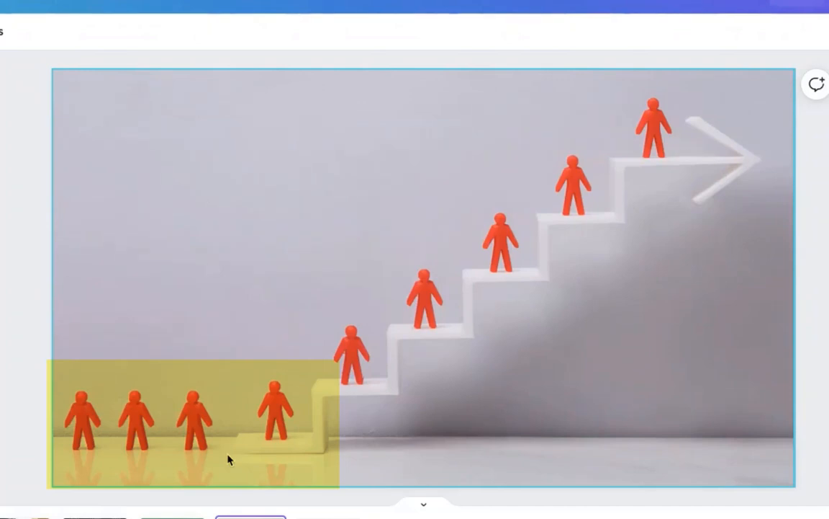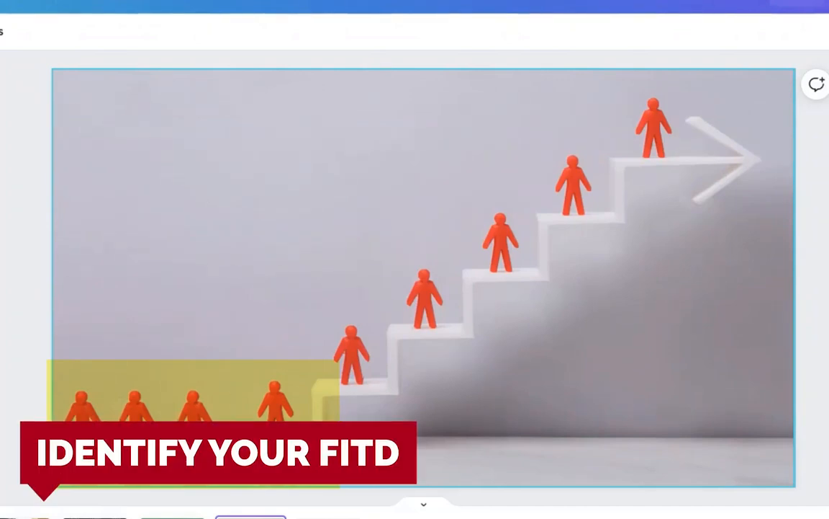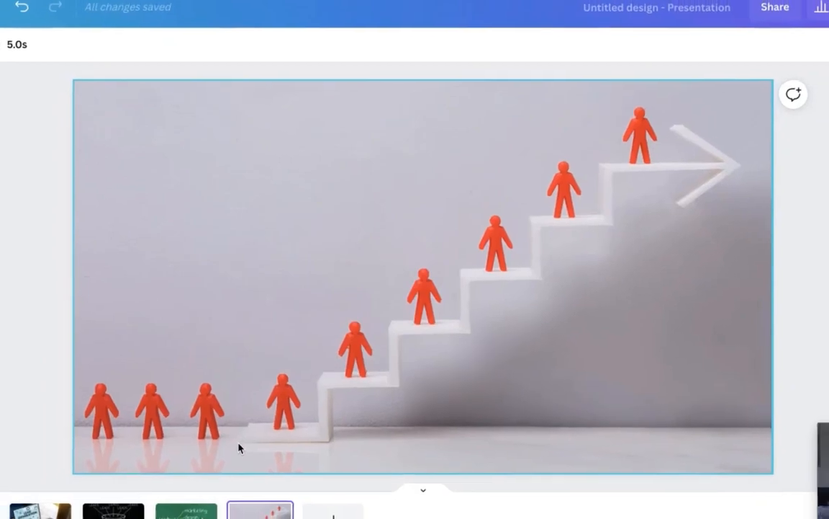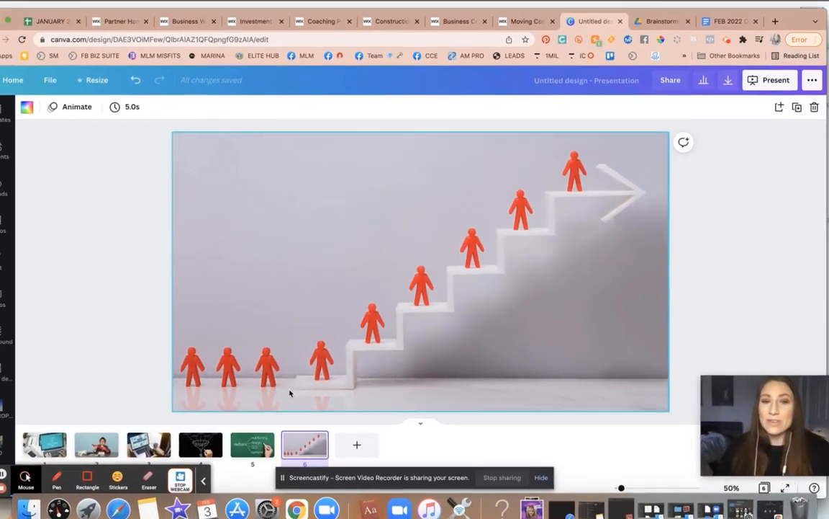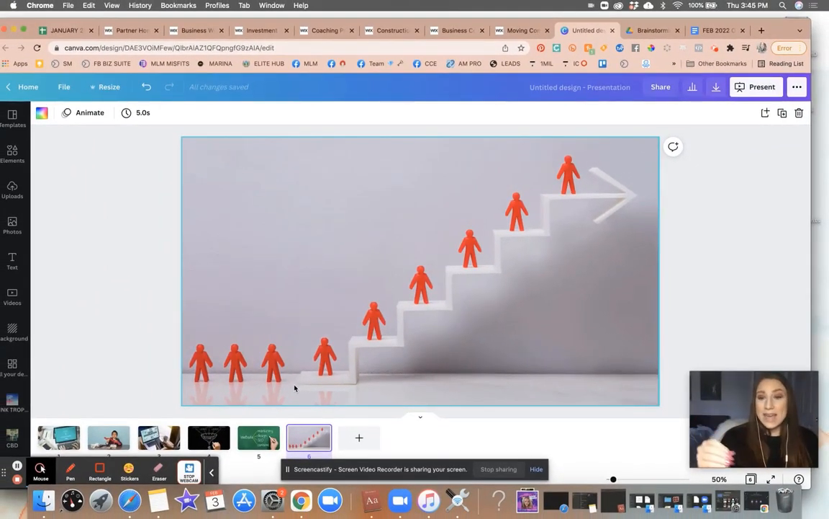So you must identify what is your FITD, which stands for foot in the door. What is going to get the foot in the door? What's going to get that customer or that site visitor, that potential customer, to actually opt in to learn more about what you have? What does your entry level point look like in your business?